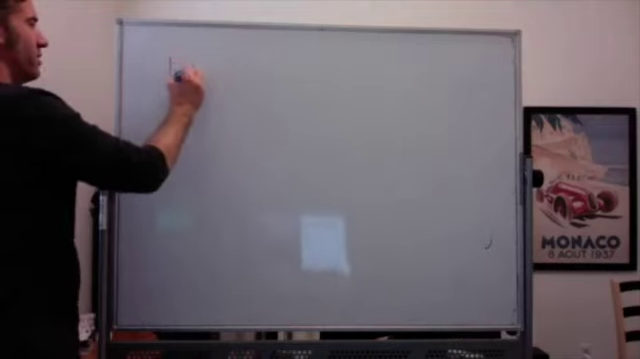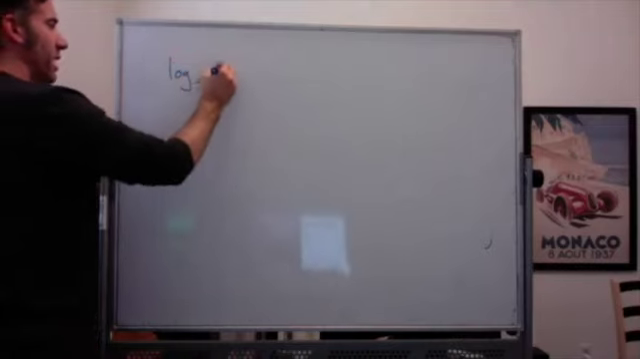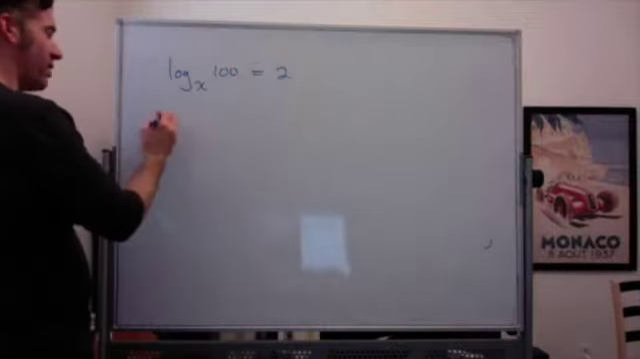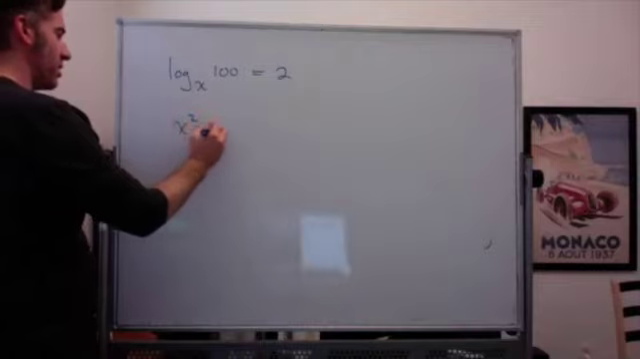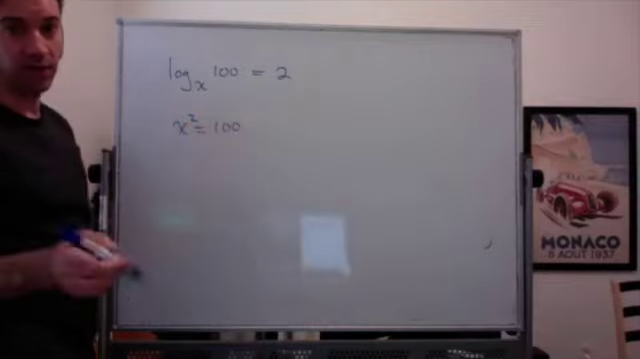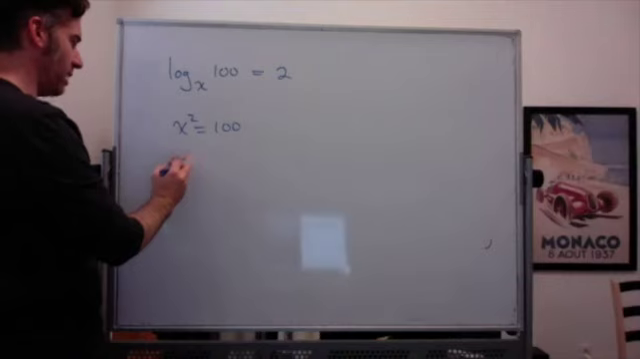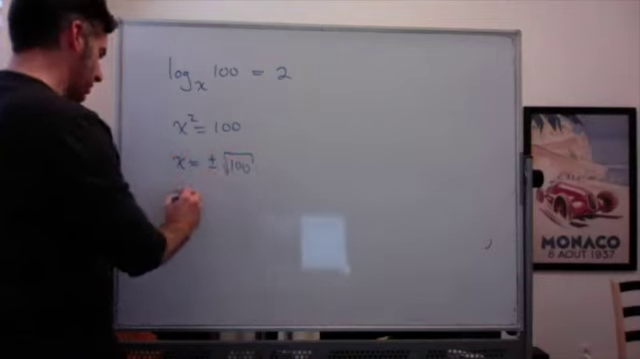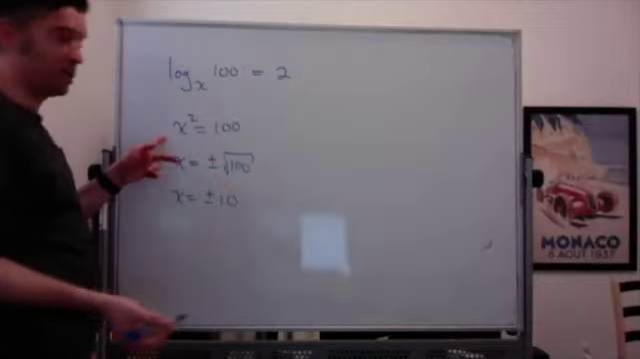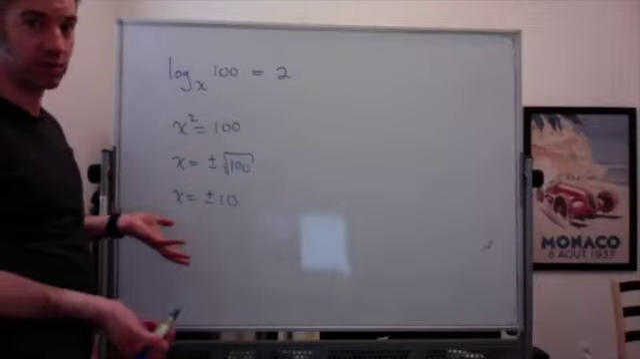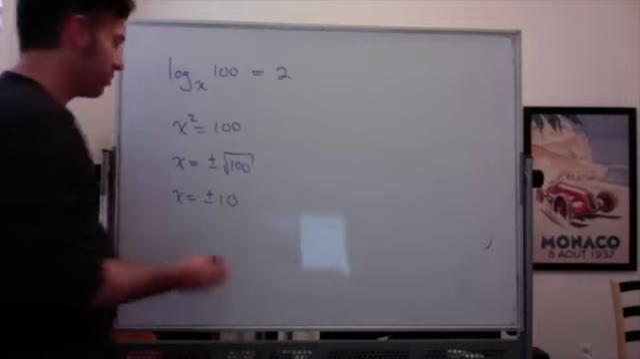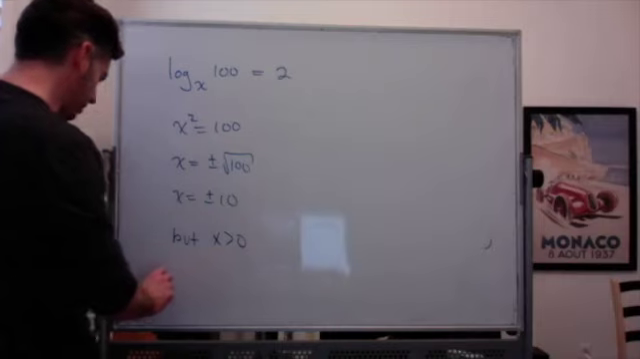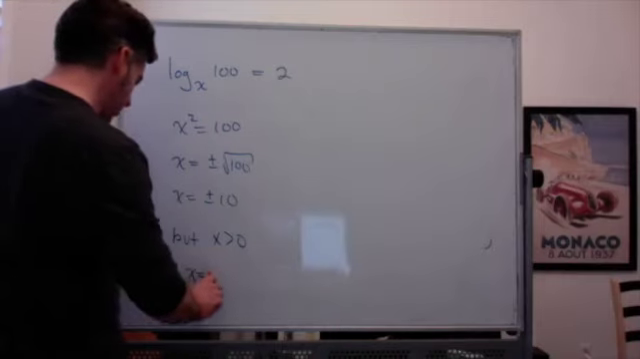But if I did do that, if I was trying to solve log base x of 100 equals 2, if I rewrite this, x squared equals 100. Now if we solve this, we know that the solutions are x equal to plus or minus the square root of 100. So x is plus or minus 10, right? 10 squared is 100, negative 10 quantity squared is also 100. But we know that x has to be positive. So really our only answer is x equal to positive 10.